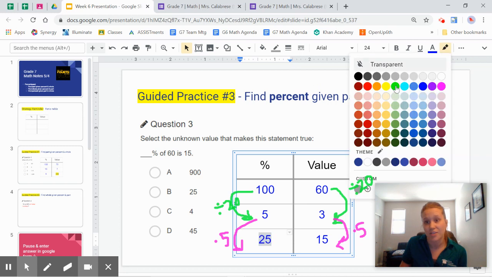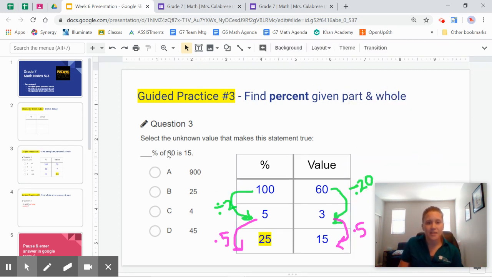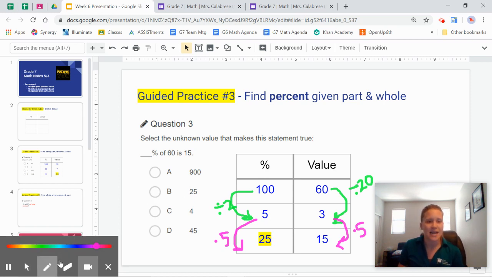I'm just going to check and make sure that it makes sense. Let's see. Blank percent of 60 is 15. 25% of 60 is 15. Does that make sense? Yeah, I think that makes sense. I would expect that to be a lot smaller than 60. In fact, 1/4 of 60. Let's go ahead and select B as our answer for question 3.